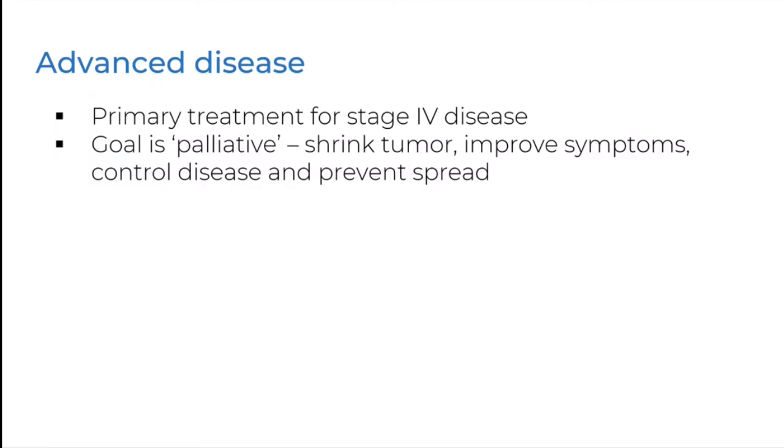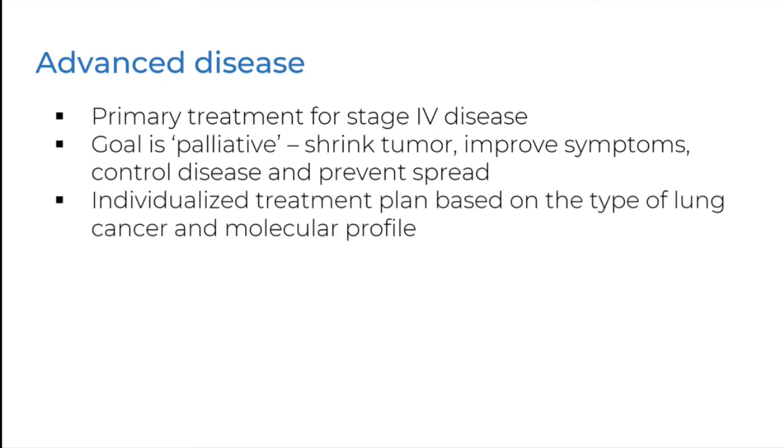Systemic therapy is really the primary therapy for patients with advanced disease or stage 4 disease. The goal here in this situation is what's called palliative treatment. Because the cancer has spread beyond where it originated, cure is less likely. And so the goal is really to shrink the tumor, improve symptoms because of the disease, control the disease, keep it at bay, and prevent spread of the disease, all while preserving the quality of life. And this can be achieved with any type of systemic therapy, whether it's chemotherapy, immunotherapy, or targeted therapy.